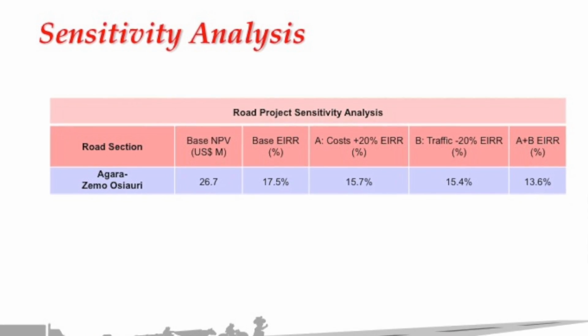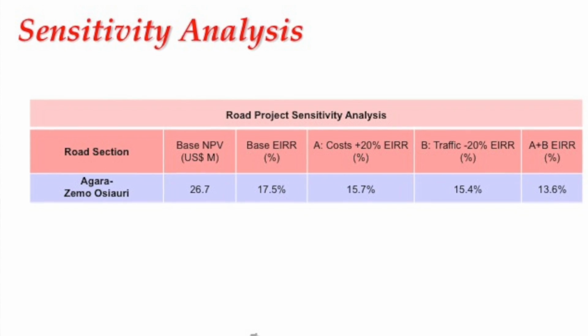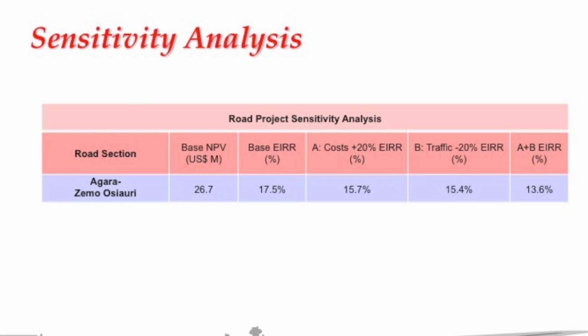Now, the sensitivity analysis: what would happen if our costs increased by 20%, everything else remained equal? Your rate of return would fall, but still be greater than 12%. Because remember, the discount rate, 12%, is the cutoff point. The other negative scenario is if our traffic was reduced by 20%, again your rate of return would reduce from 17 to 15, but still greater than 12%.